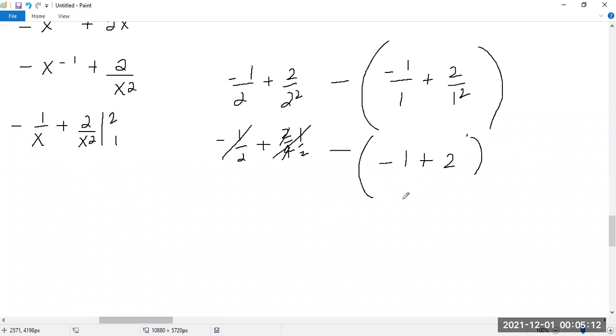So this essentially comes out to being negative, negative 1 plus 2, which is 1, but then it just becomes negative 1.